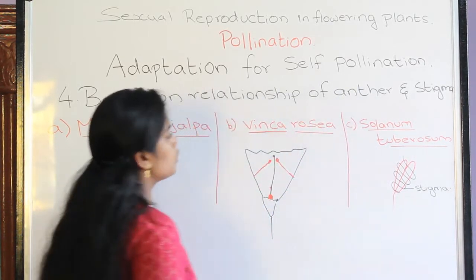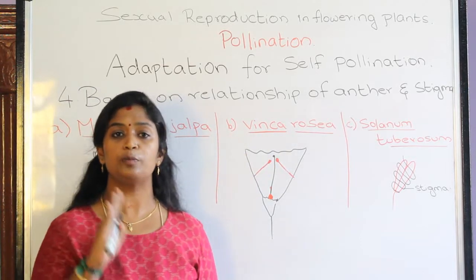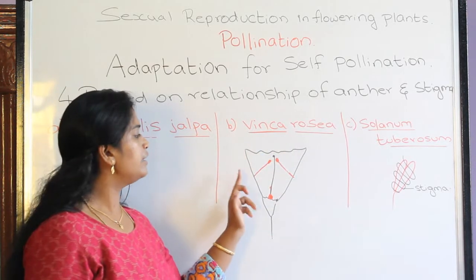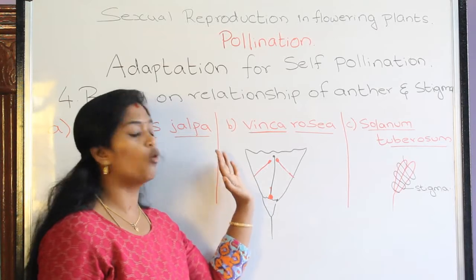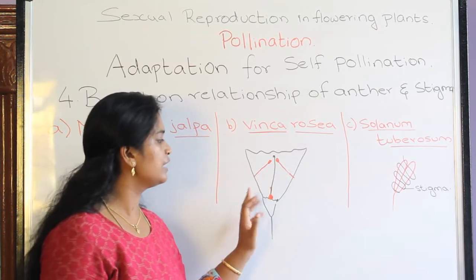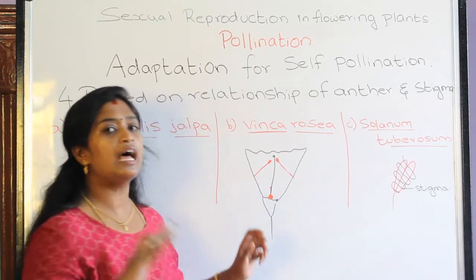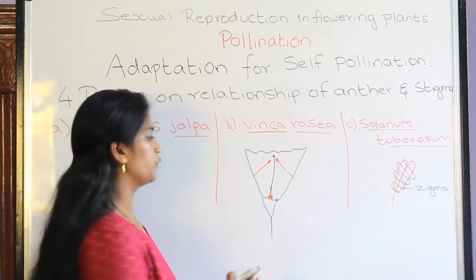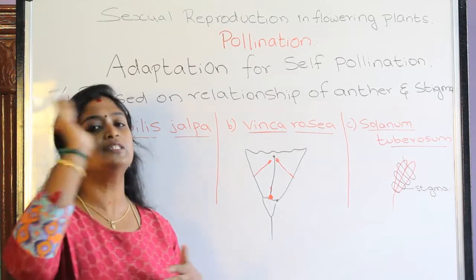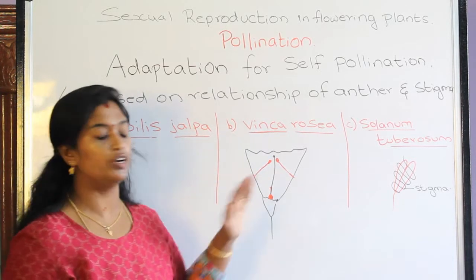In the second case, Vinca rosea, which is called Sada Pushpa or Nitya Pushpa, we have a funnel shaped flower and the filament is attached to the walls of the flower. Generally, the female reproductive unit is very short. Once the anther matures to release the pollen grain, the style elongates. When it moves up, it rubs the anther and the pollen grain sticks to the stigma. This is the case of Vinca rosea.